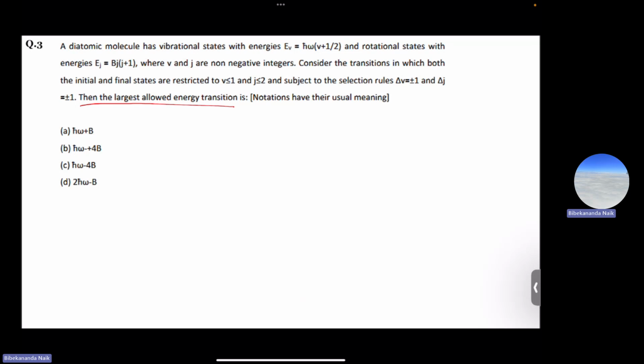So here the vibrational state expression is given, the rotational states expression is given, and the conditions given are that we consider those transitions in which both initial and final states are restricted to v ≤ 1 and j ≤ 2. And the selection rule is Δv = ±1, Δj = ±1. Then what will be the allowed energy of transition? We need to find out. So I'll give you a few minutes to think about this question, and then we will discuss.